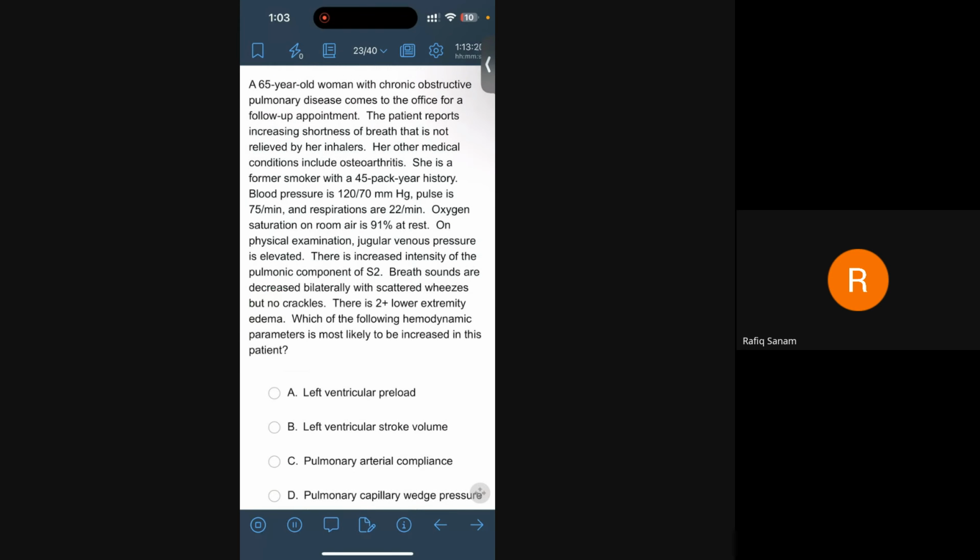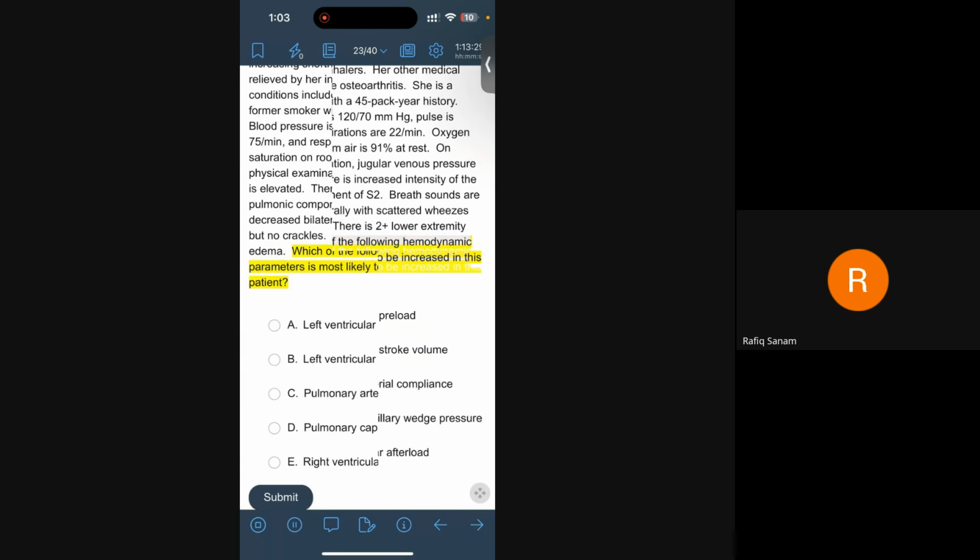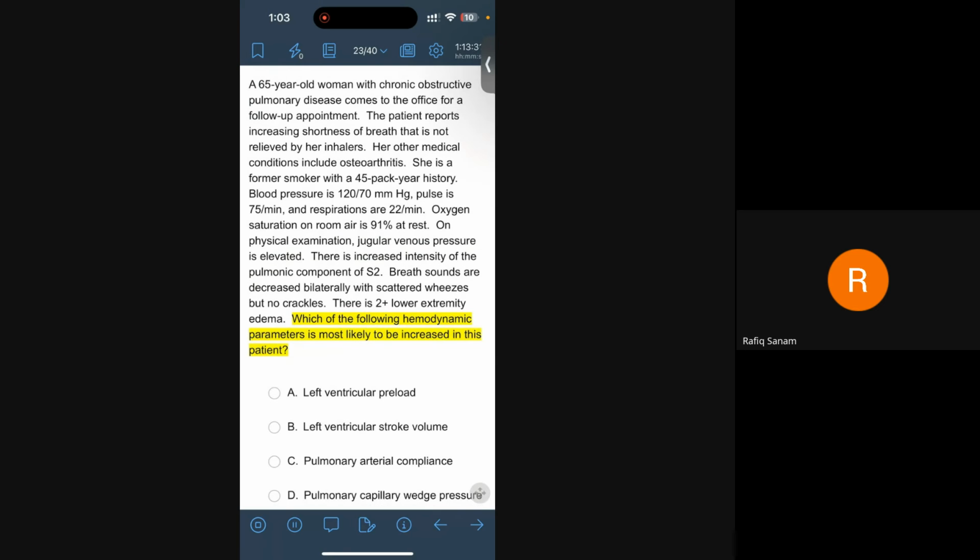Which of the following hemodynamic parameters? Okay, see the options. The question.